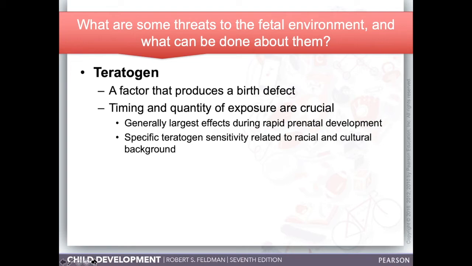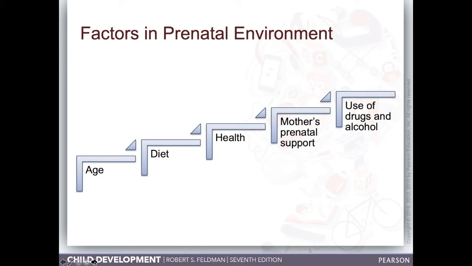What are some threats to the fetal environment and what can be done about them? Teratogen is a factor that produces a birth defect. Timing and quantity of exposure are crucial. Generally, largest effects during rapid prenatal development, and specific teratogen sensitivity related to racial and cultural backgrounds. And here are some factors in prenatal environment: age, diet, health, mother's prenatal support, use of drugs and alcohol, age playing the lowest role, use of drugs and alcohol playing the highest role. That's what that chart's trying to show with the steps there.